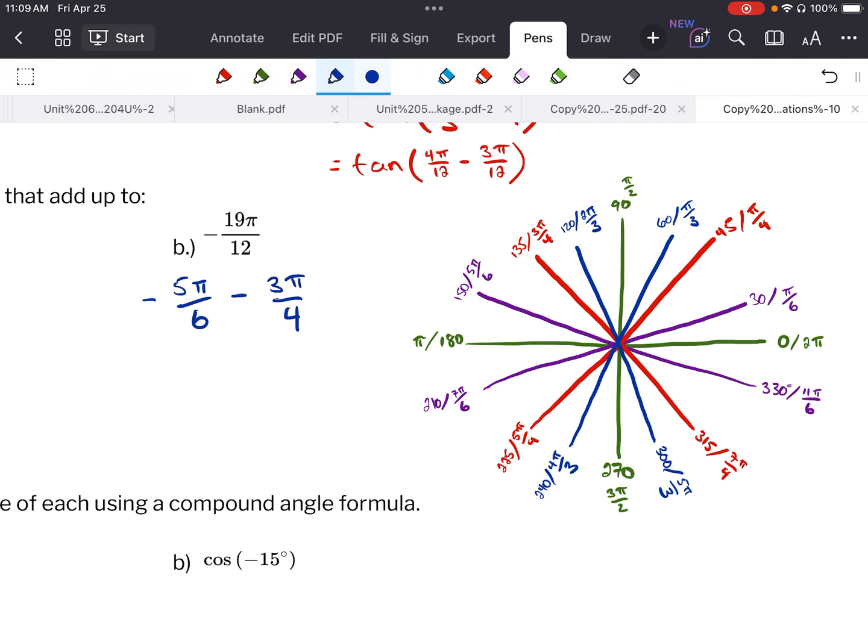Okay, and then we could also use negative pi over 4, take away 4 pi over 3. Right, again, common denominator 12. So the first one would be 3 over 12. The last one would be 16 over 12. And 3 and 16 add together to make 19.